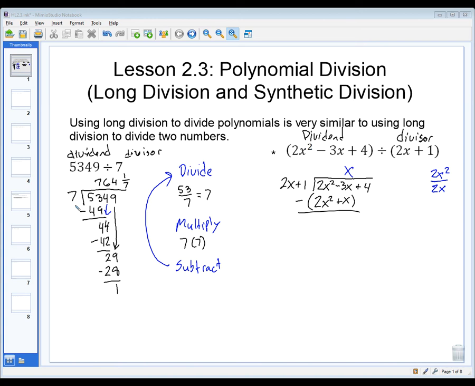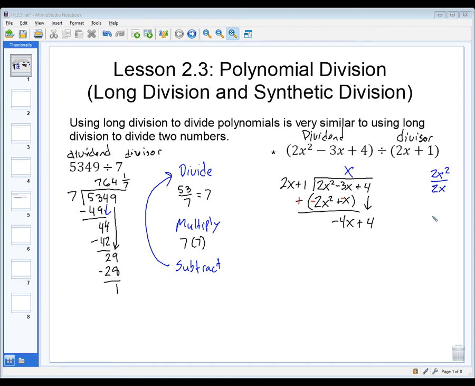Now just like over here with the numbers, I now have to subtract. So I take my 2x squared, subtract 2x squared, that gives 0. Negative 3x minus x gives me negative 4x. Then I bring down the next term. Now most students make their mistake right here with subtraction. So if you want to, you could distribute the negative in here and change all the signs, and then you'll have a better chance of getting the correct subtraction.